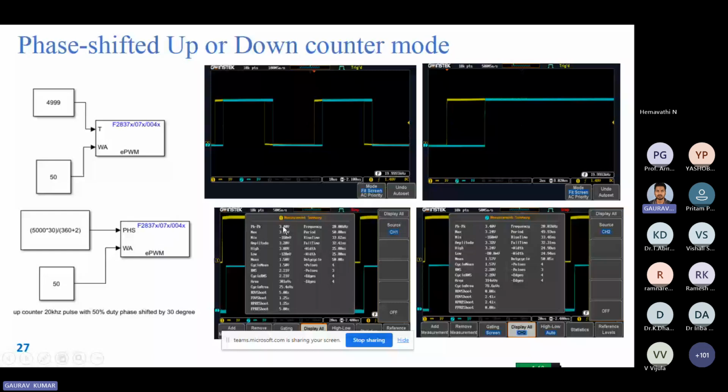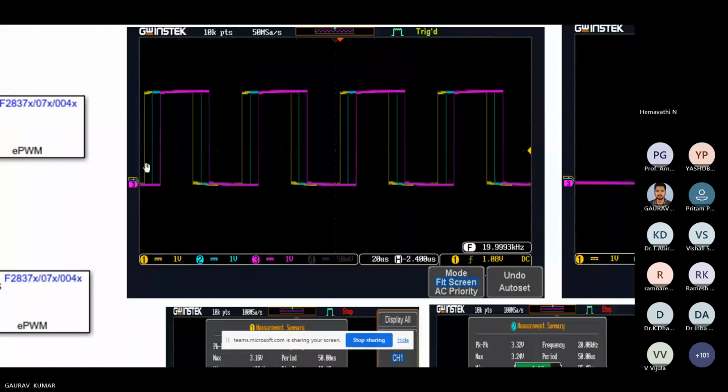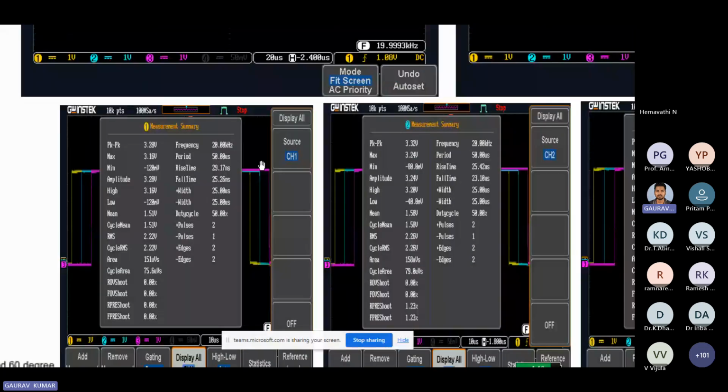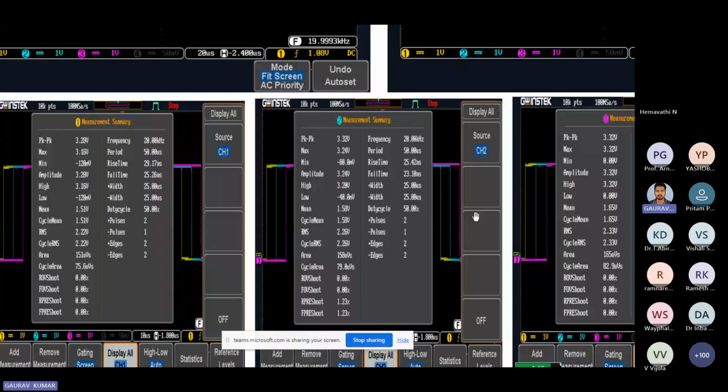Here we have created three phase shifted pulses. I have told you, three phase shifted. The first one is the reference, the second one is 30-degree phase, and the last one is 60-degree phase. You can see the 30-degree phase shift, and all the frequencies are the same. The first one is 20 kilohertz, the second one is 20 kilohertz, the third one is 20 kilohertz, and all the duty cycles are also the same, but they are phase shifted.